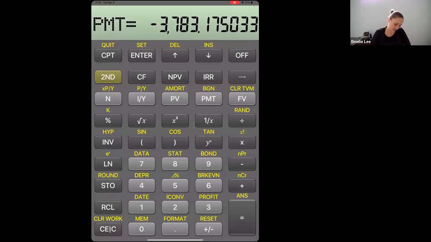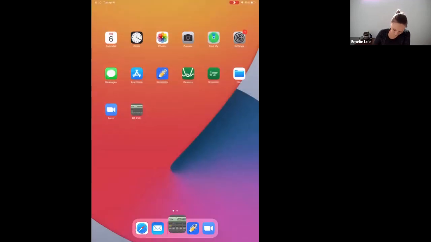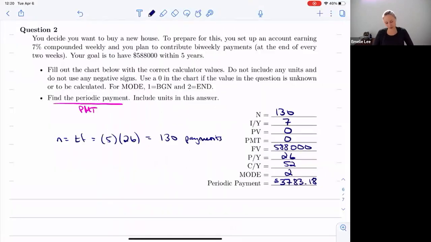Notice that if we go back here, the payment is negative, meaning you would need to pay that to get 588 in the end, right? So the negatives aren't actually negative amounts, they're just directions. And let's also remember that this is bi-weekly, right? So twice a month you're paying this $3,700 to have 588,000 in 5 years.